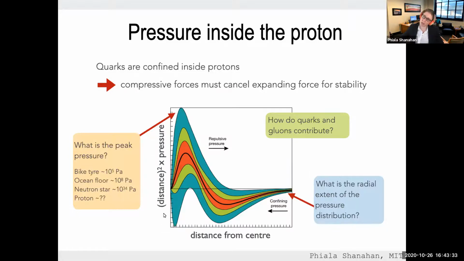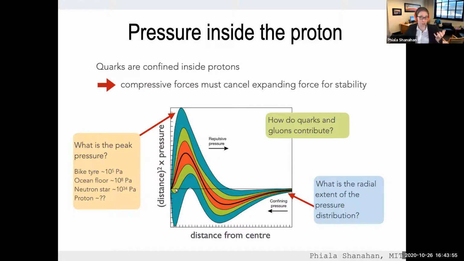On this vertical axis, I have that radial distance squared times the pressure. I'm showing this particular combination because this is what has to integrate to 0 for stability. So you might think that there's a repulsive pressure near the center of the proton, and then that would have to be compensated by a confining pressure as you move out further along a radius.